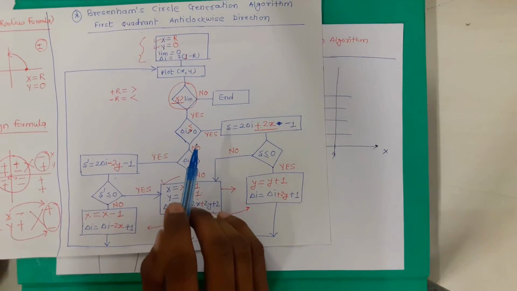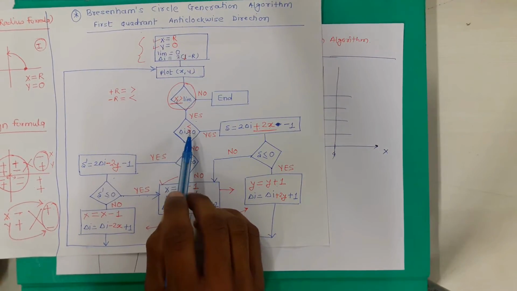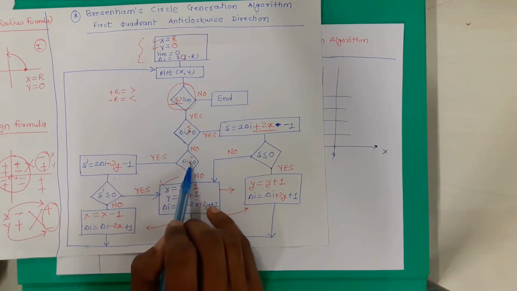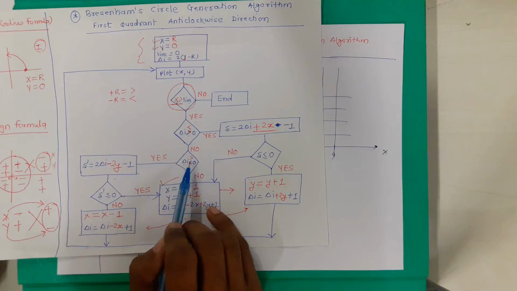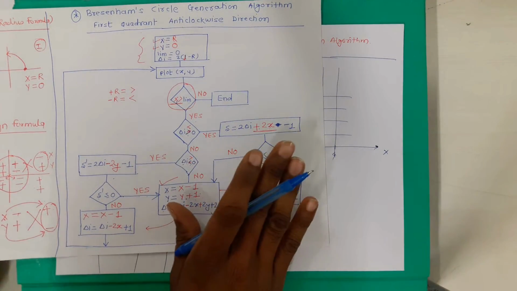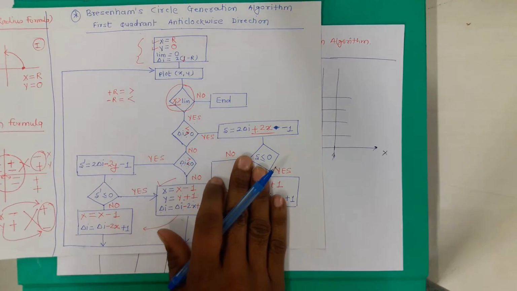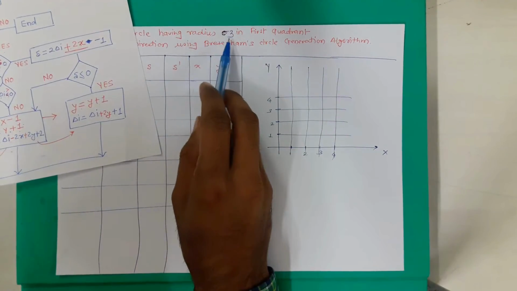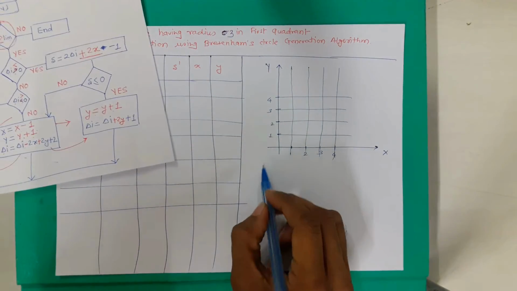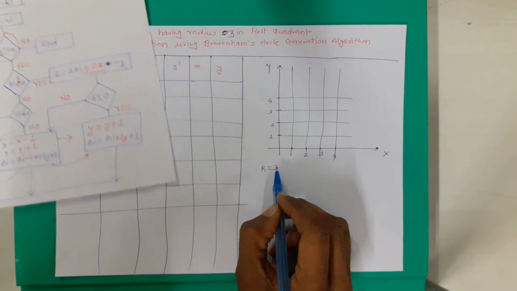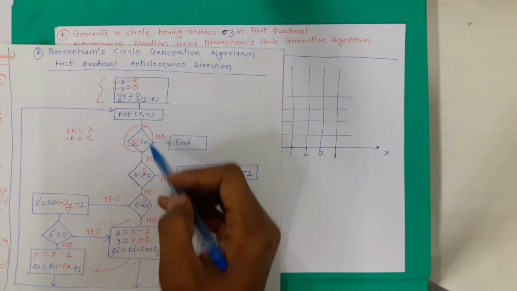By mistake, I had written here a greater than sign which must be a less than sign, and here I had written a less than sign, it must be a greater than sign. Please make these changes. Okay. So you have now this algorithm. Now we will see how to solve this problem. Radius is given as 3. It means the value of r is 3. Now start with this algorithm.